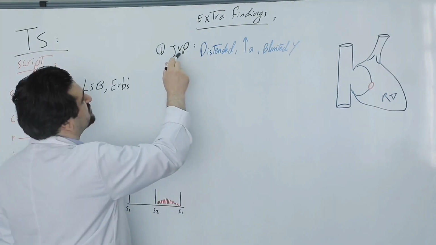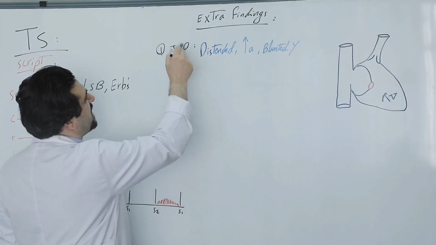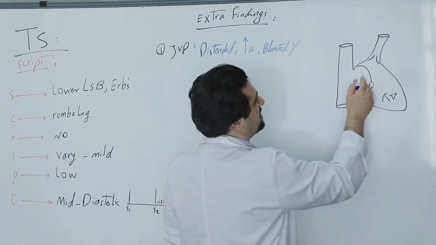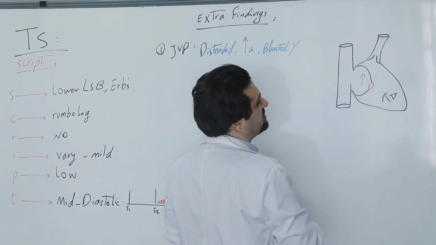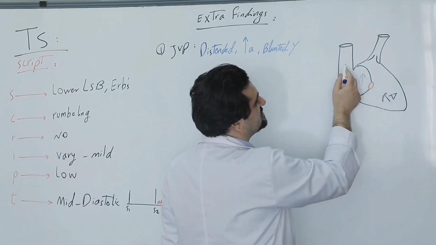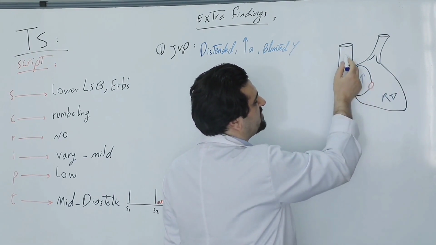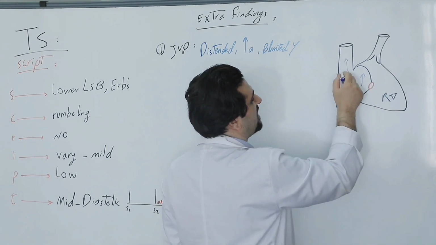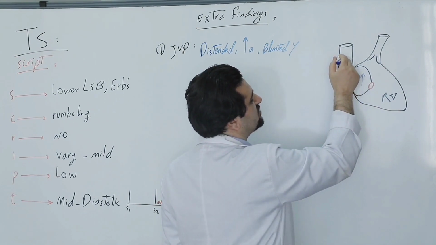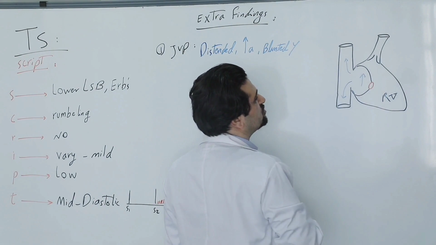In these patients, the jugular venous pressure, or JVP, is elevated. The pressure in the right atrium increases. And since there's no valve between the right atrium and the venous system, this pressure is transmitted to the SVC and IVC. The increased pressure in the SVC presents itself as elevated JVP.